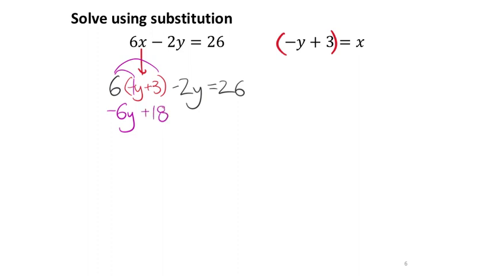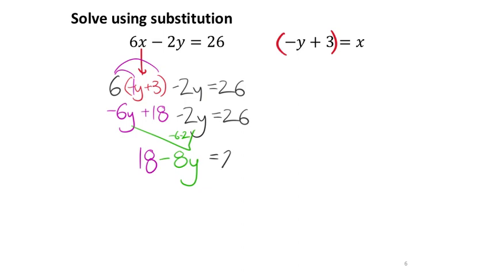Okay, everything else is just going to stay the same. We're going to take this and drop it. So this is our new equation. And yeah, we still have the y's that we can combine, so let's do that. How many y's is this going to be? Well, that would be negative 6 minus 2, which is negative 8y's. So now I have it written as 18 minus 8y, and this would equal 26.